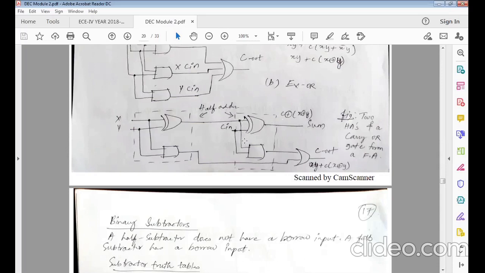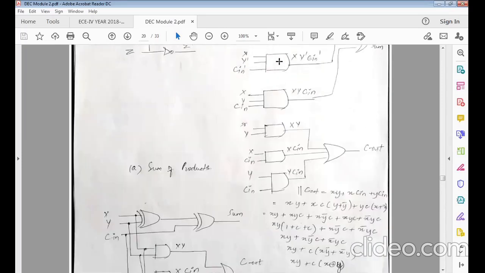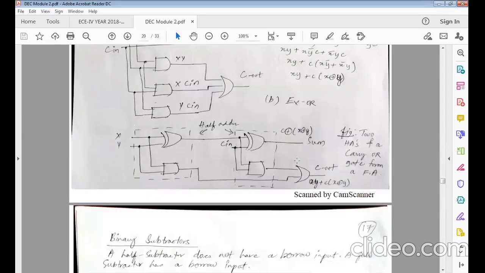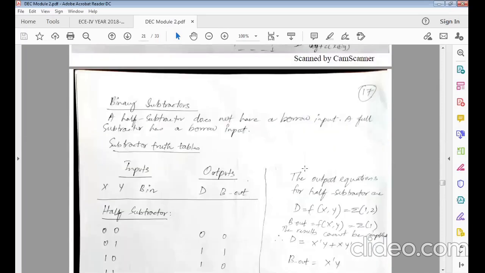Then you have your AND gate. This output here is the second stage, and the first stage output, combine them using your OR gate. So we will be getting xy plus c and x is XORed with y. The same equation that you can see here, the same equation which we had implemented for our full adder. So using two half adders and an OR gate, I can construct a full adder.